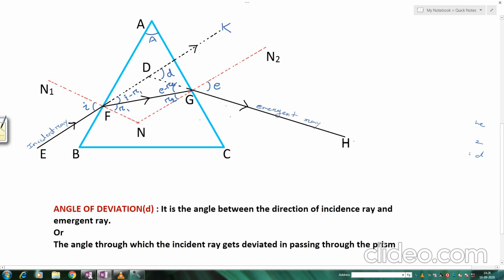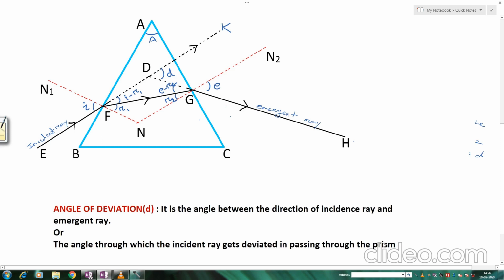This ray EF will suffer two refractions at the two different faces of the prism, at the face AB and also at the face AC. See, when the ray is incident upon the prism at the face AB at the point F, we will draw a normal to the face AB at the point F. So N1N is the normal to the face AB at the point of incidence F.